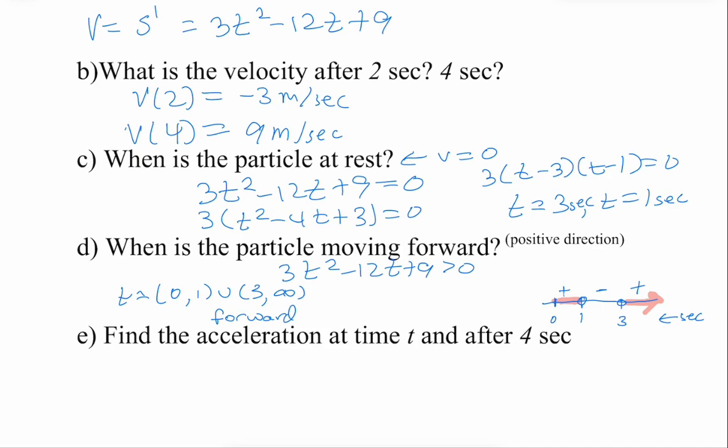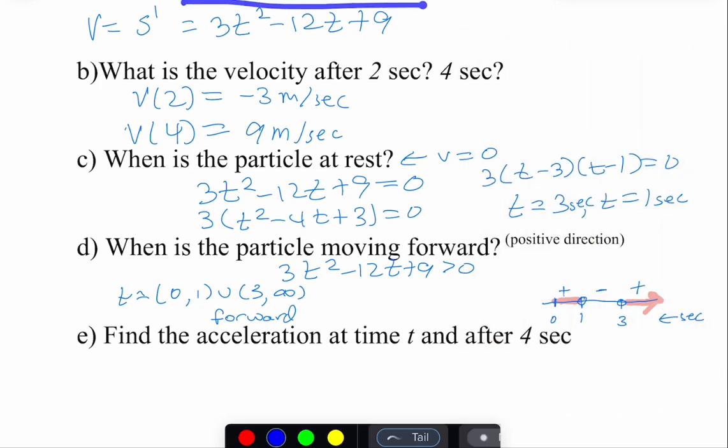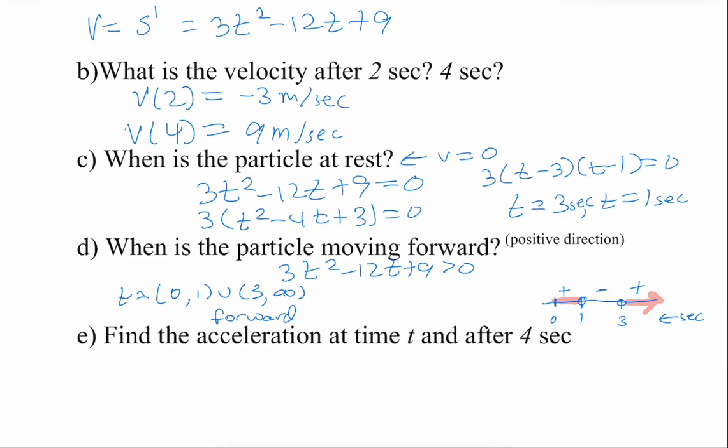Now, in part E, it says find the acceleration at time t after 4 seconds. After 4 seconds. So let's do our acceleration function. Now let's go back for a minute to our velocity equation. Our acceleration equation is just the derivative of our velocity. So let's find the second derivative of our position. Let's do it again. So the acceleration is just 6t minus 12. So all I did was take that derivative of that 3t squared minus 12t plus 9. Then I get an acceleration function.